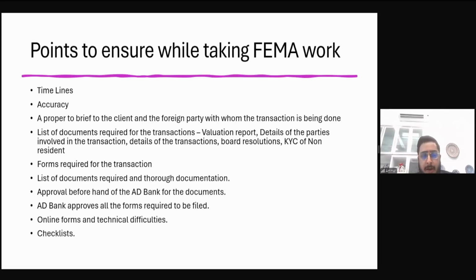We should also always have a checklist of the documents we require for doing any transaction, any approvals we require, and any online forms which have to be filed. So all this has to be there.